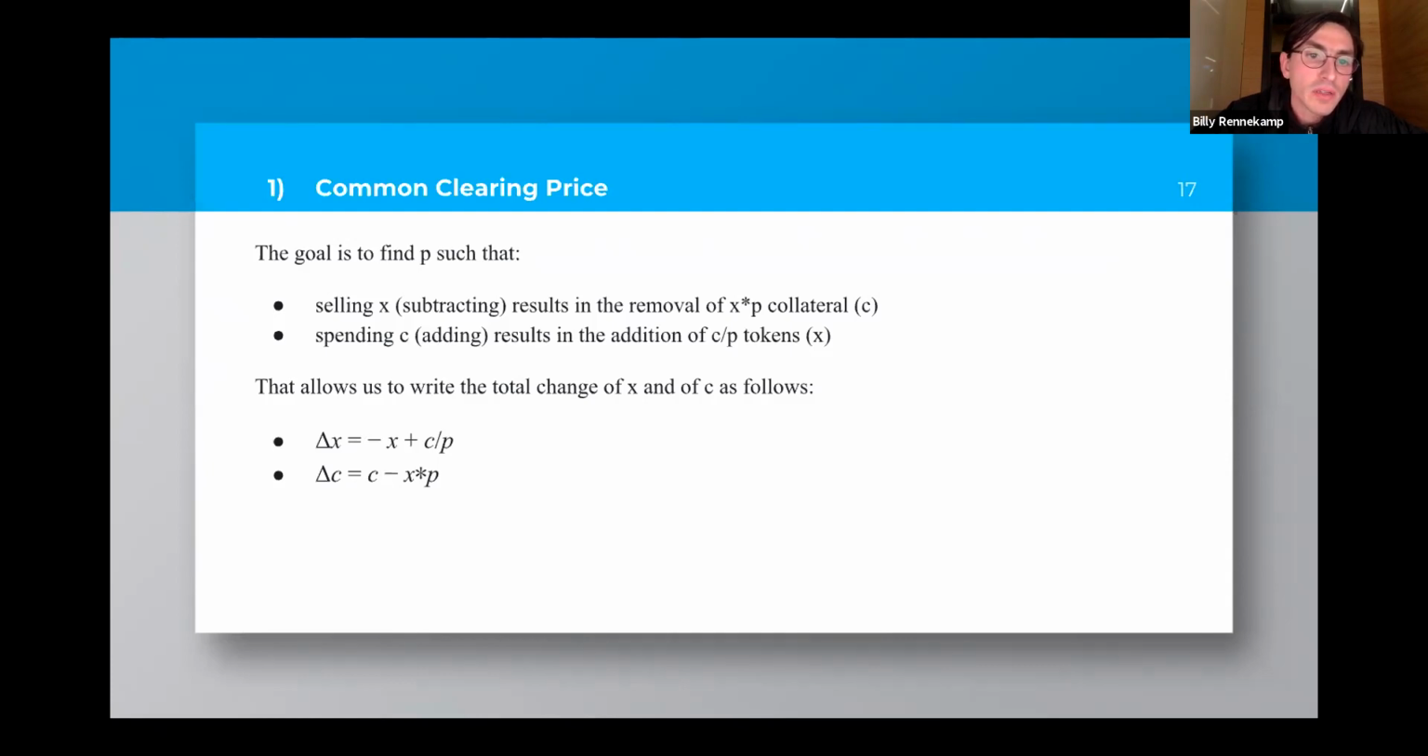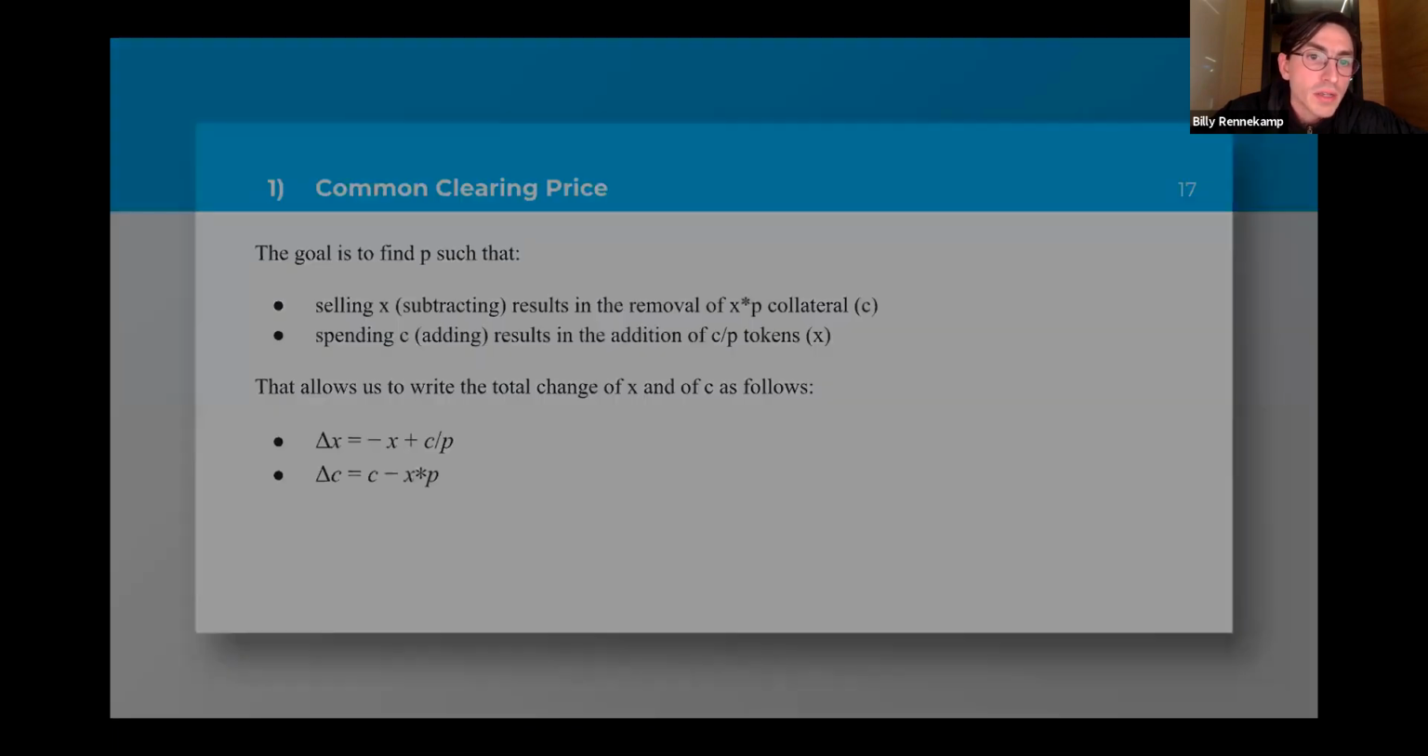In the instance of the total change of tokens, you'd have that negative X, which are all the selling people selling them. But you'd also have this addition of new tokens, which is C, that collateral, divided by P, that price. Alternatively, the delta collateral would be the new collateral, which was added from those buys, as well as the negative tokens times price, which is the collateral that's been removed by those sells.